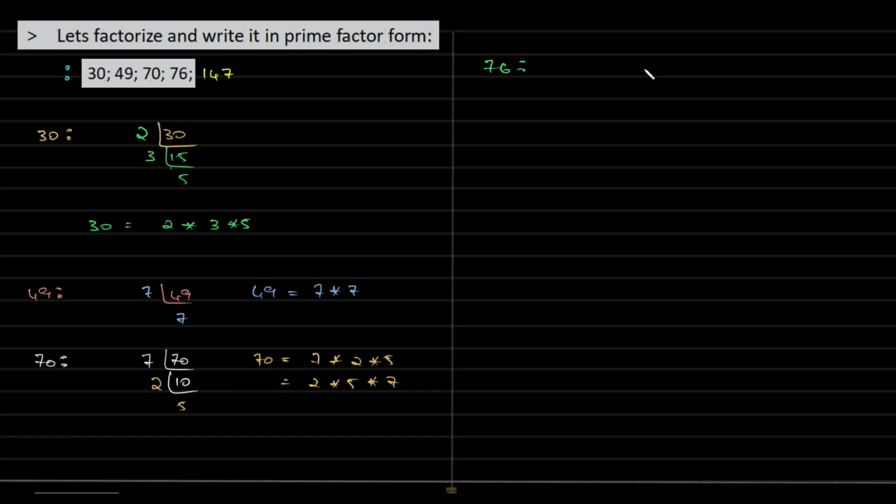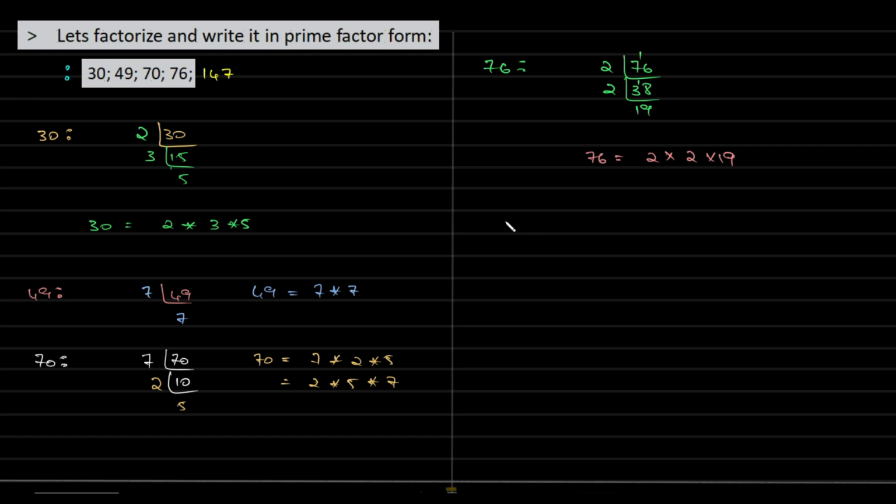76, it's an even number, so 2, 3s are 6, 1 is a remainder, 8, 2 is... 19, 19 is a prime number. We can end over here, and we have 76, which can be written as 2 into 2 into 19.